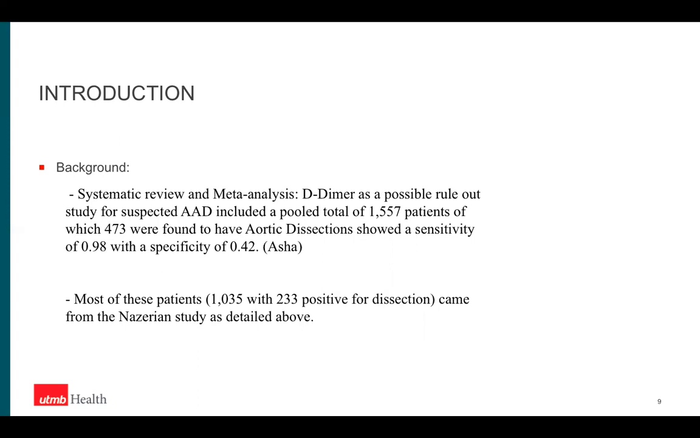There has been a large systematic review and meta-analysis done by Asha. This had a total number of 1,557 patients. Of those, 473 had a final diagnosis of aortic dissection, and they reported a similar sensitivity of 0.98. Most of the patients in the Asha trial were, however, from the Nazarian trial. Of the 1,557 patients in the meta-analysis, 1,035 were from the Nazarian trial, and of the 473 who had a positive study showing aortic dissection, 233 were from the Nazarian trial.